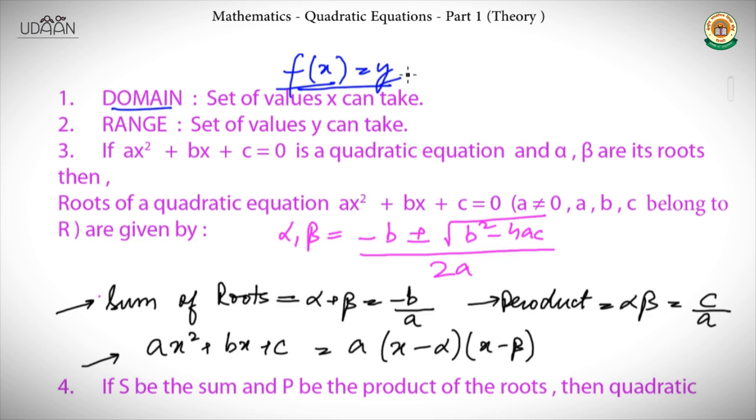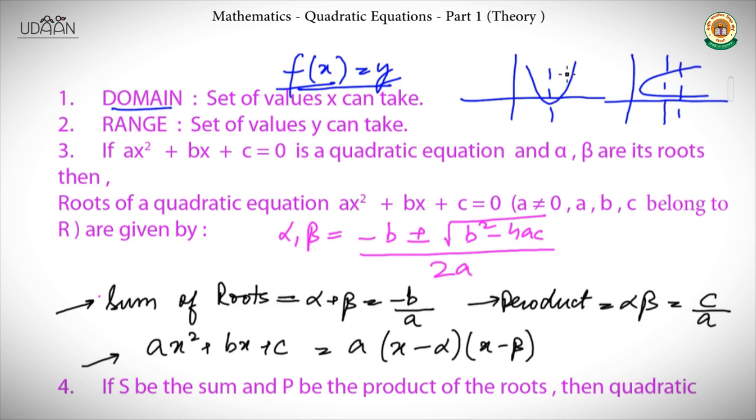Again, we know the difference between a relation and a function. This is a function while this is a relation. That is, for one value of x there can be only one value of y. That is called a function. Here we see that for one value of x there are two values of y. So this is a relation and this is a function. So here quadratic equation is also a function.